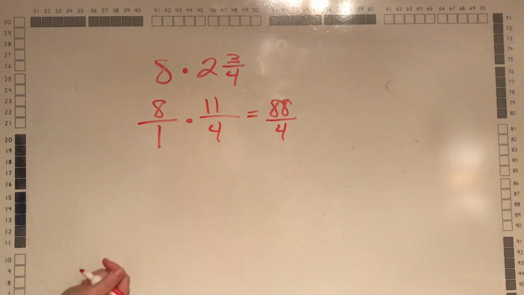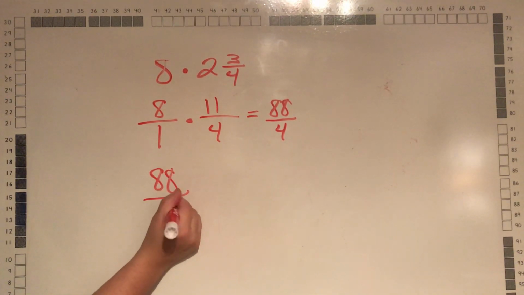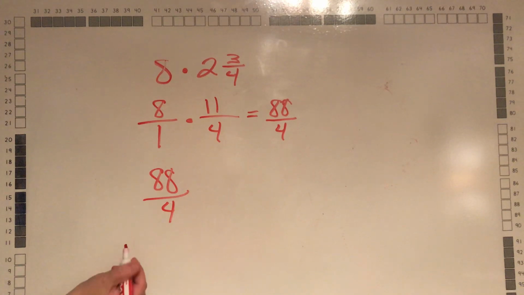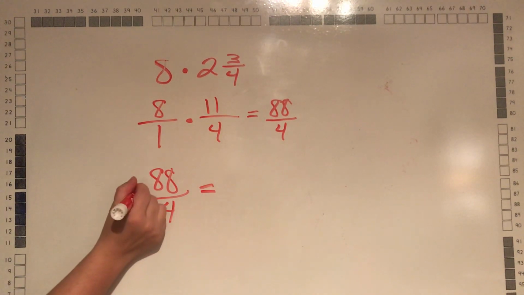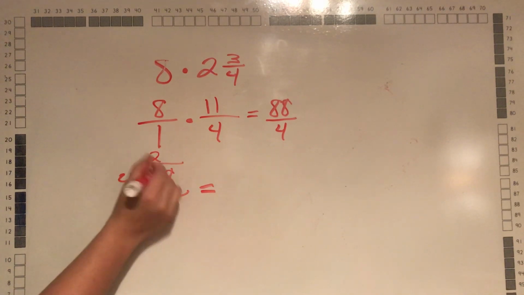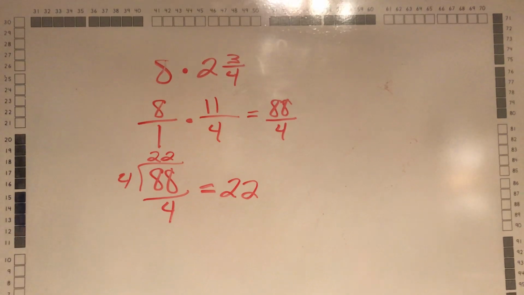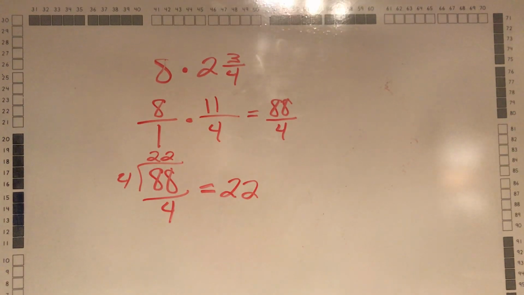Now we can simplify this into a whole number, because 4 goes into 88 how many times? Well, you can set it up like this. 4 goes into 8 2 times, 4 goes into 8 2 times. So we know 88 over 4 is going to equal 22.